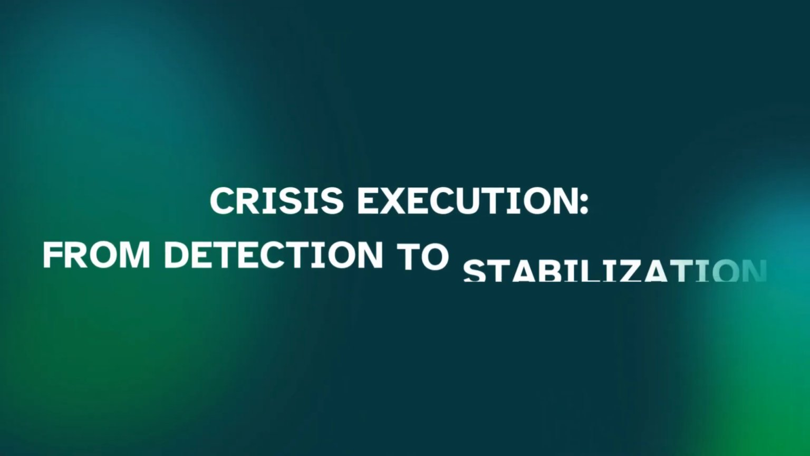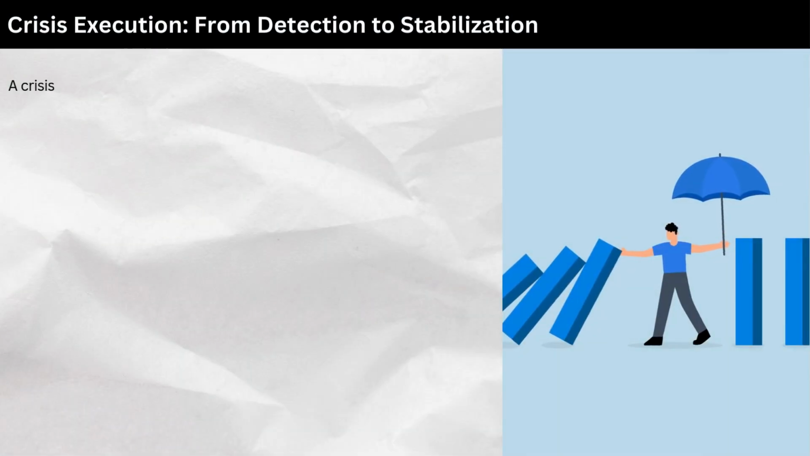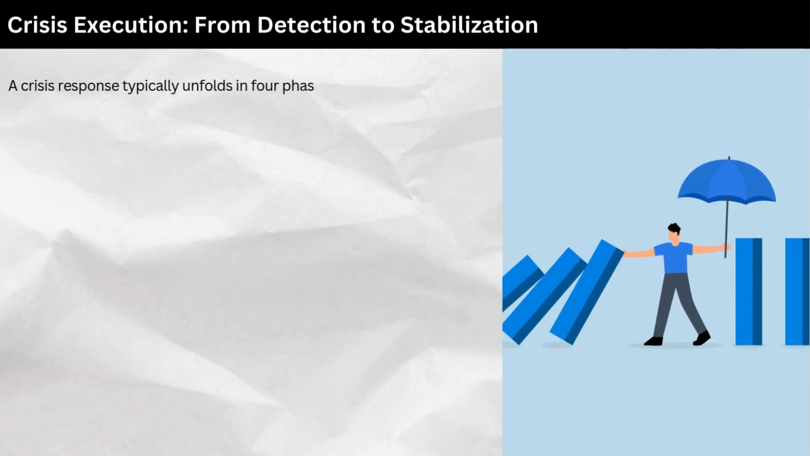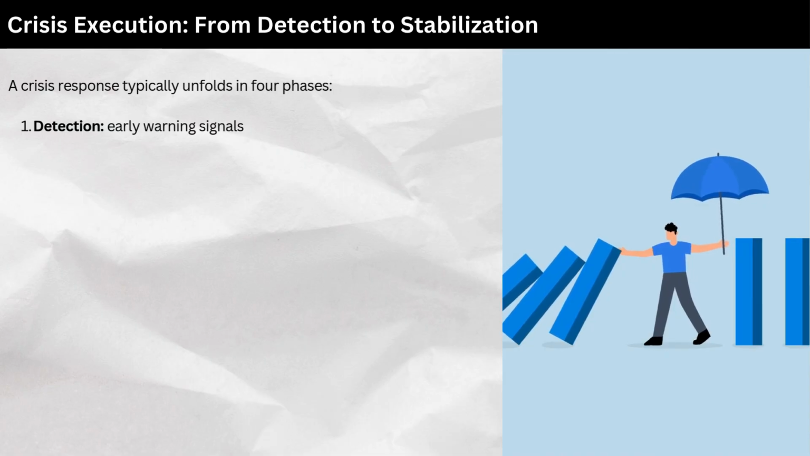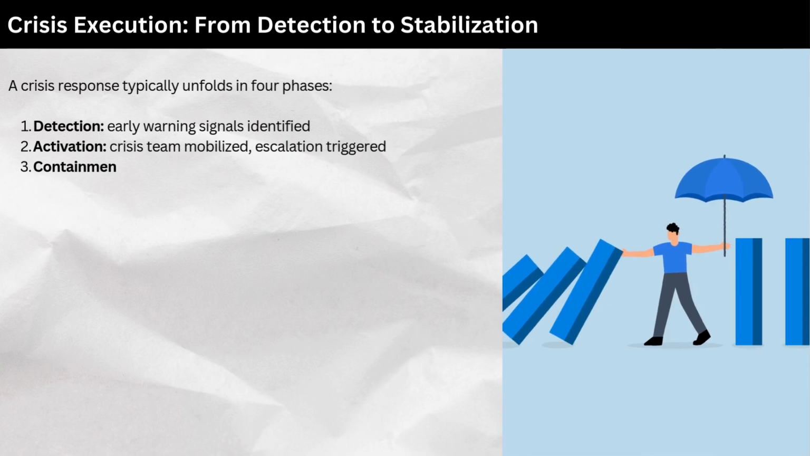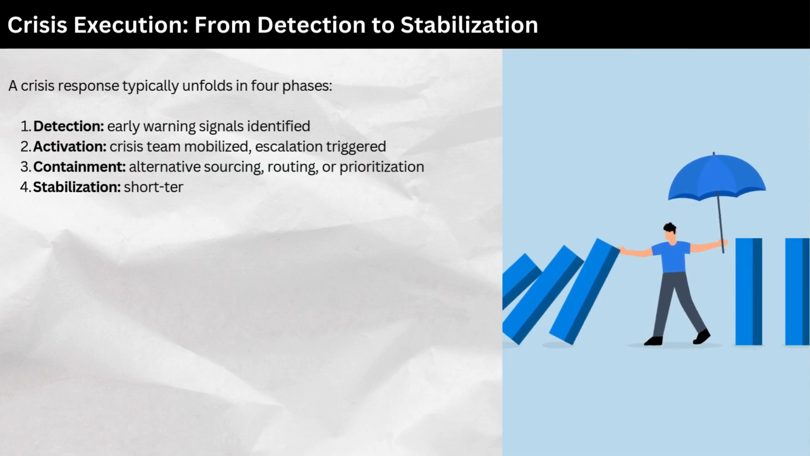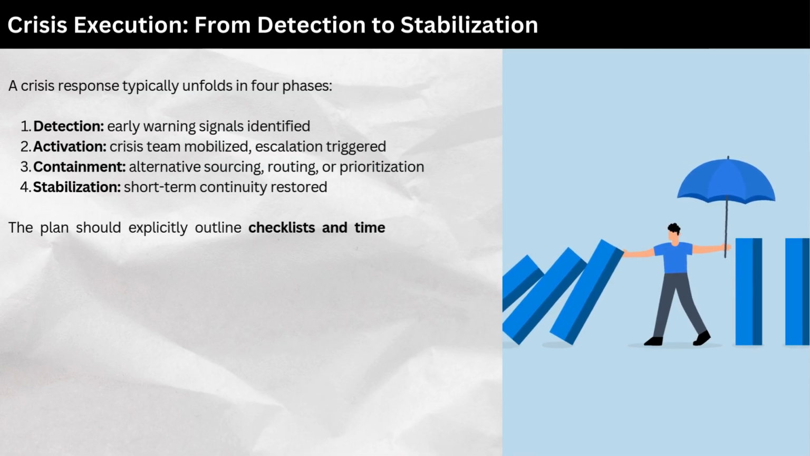Crisis execution, from detection to stabilization. A crisis response typically unfolds in 4 phases. Detection: early warning signals identified. Activation: crisis team mobilized, escalation triggered. Containment: alternative sourcing, routing, or prioritization. Stabilization: short-term continuity restored. The plan should explicitly outline checklists and timelines for each phase.